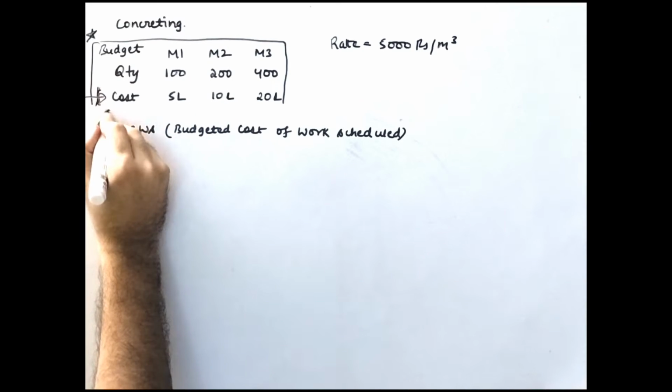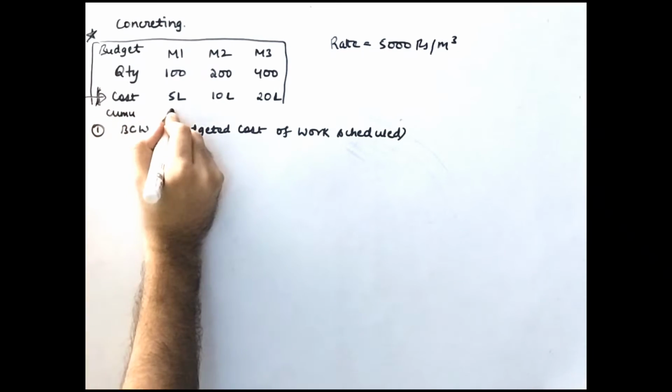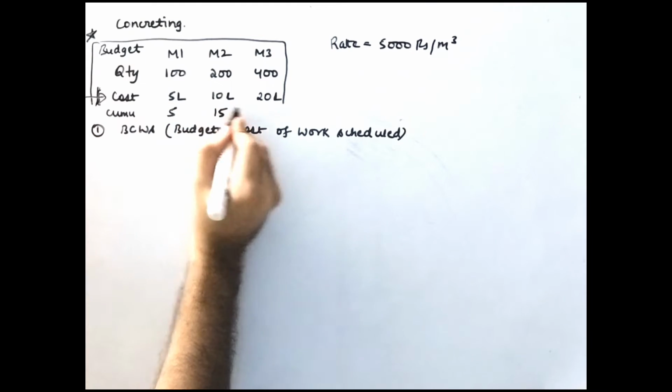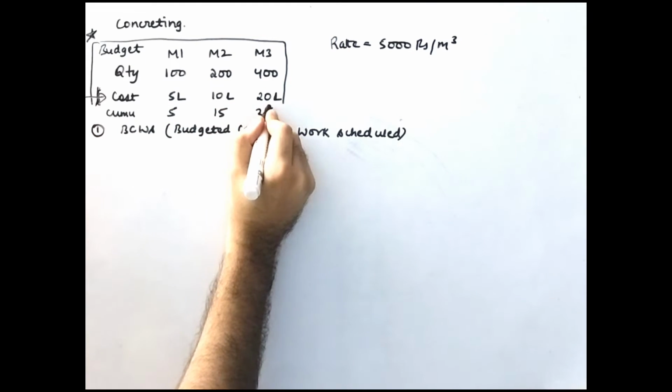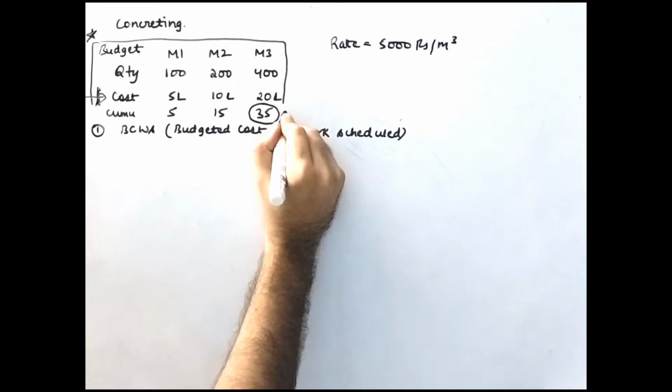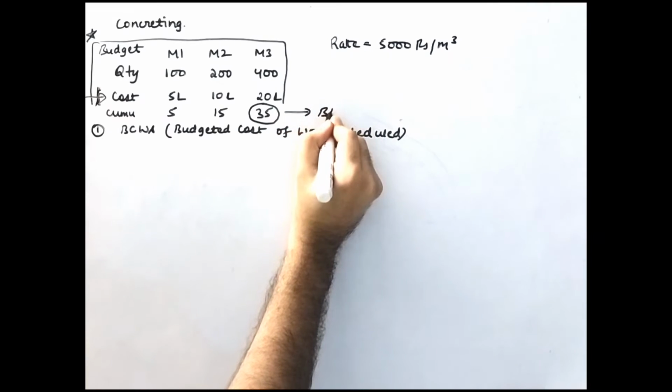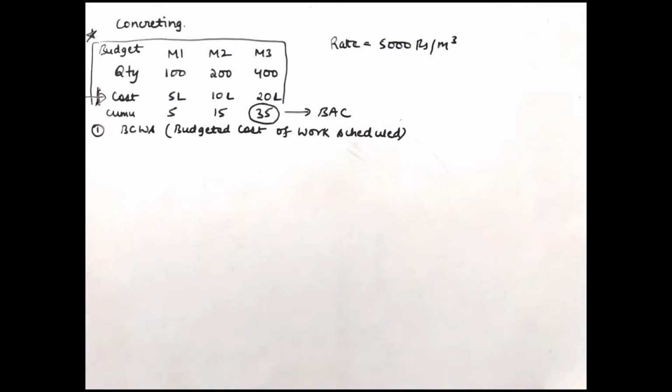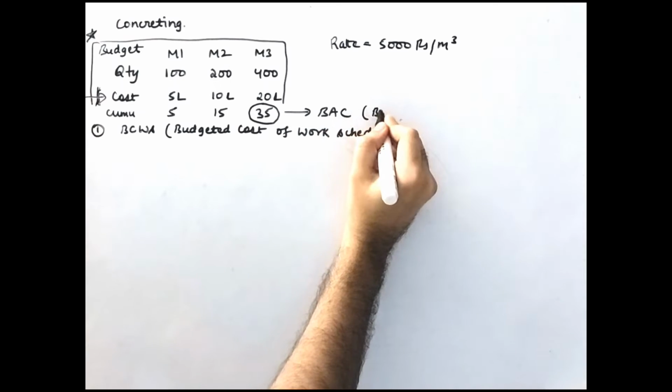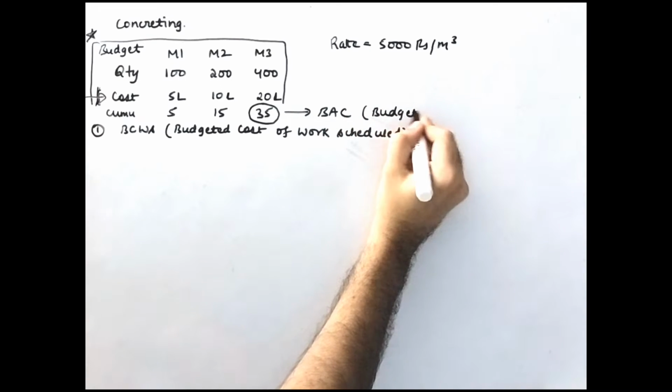Okay, if you take the cumulative of this cost, then it will be 5 here, 15 here and 35 here. Then this cumulative cost will be called the budget at completion. Okay, BAC, budget at completion.